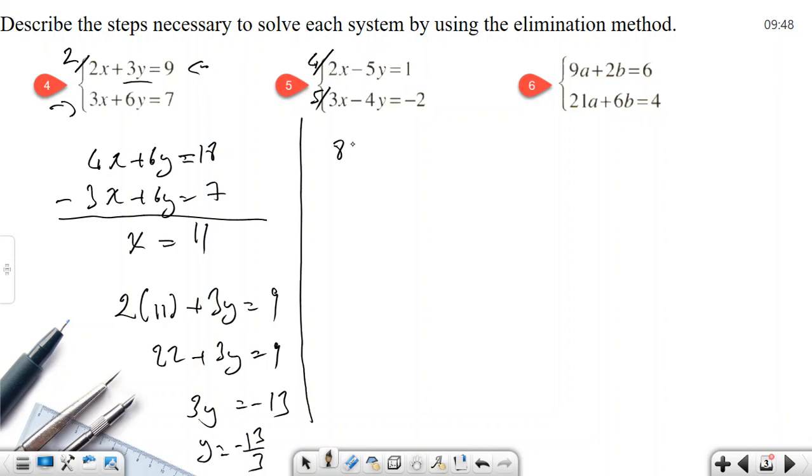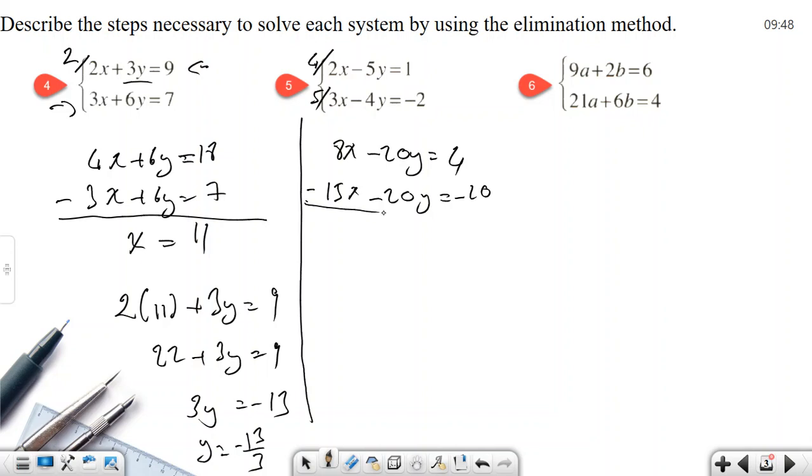4 times 2x is 8x. And 4 times 5y is 20y, equals 4 times 1, which is 4. Don't forget, you need to multiply everything in the equation. 5 times 3 is 15x. 5 times negative 4y is negative 20y. And 5 times negative 2 equals negative 10.